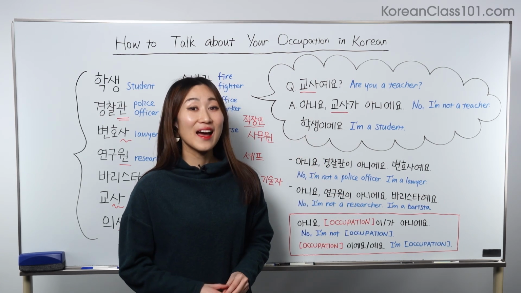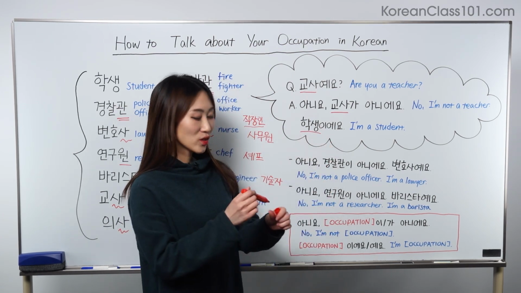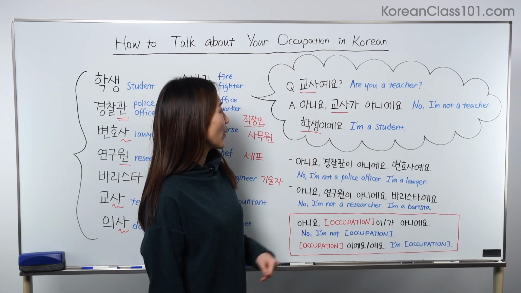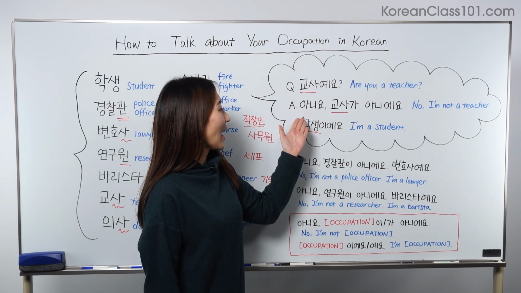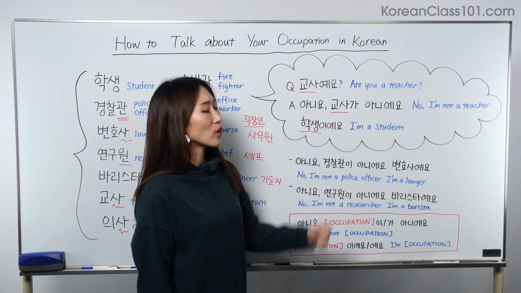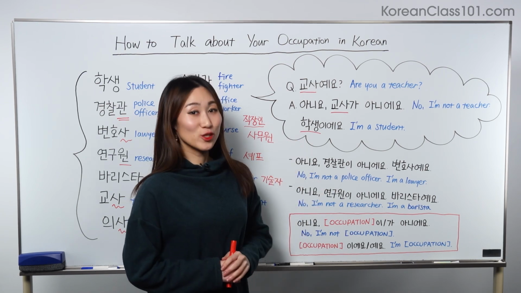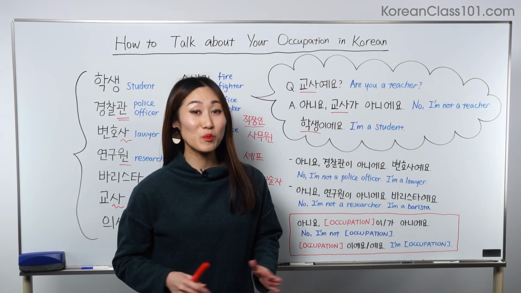학생이에요. 학생 means a student. I'm a student. 학생이에요. So, 교사예요? Are you a teacher? 아니요, 교사가 아니에요. No, I'm not a teacher. 학생이에요. I'm a student. Let's look at more examples.